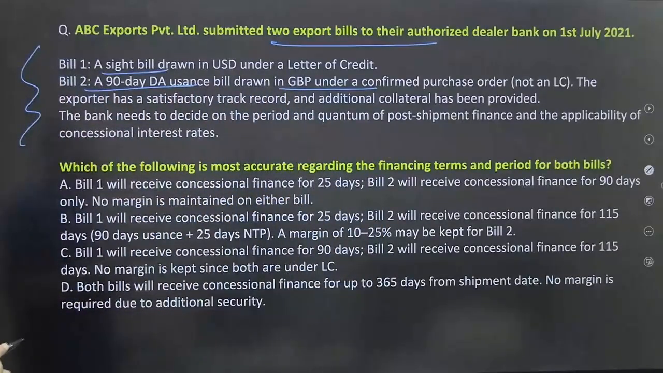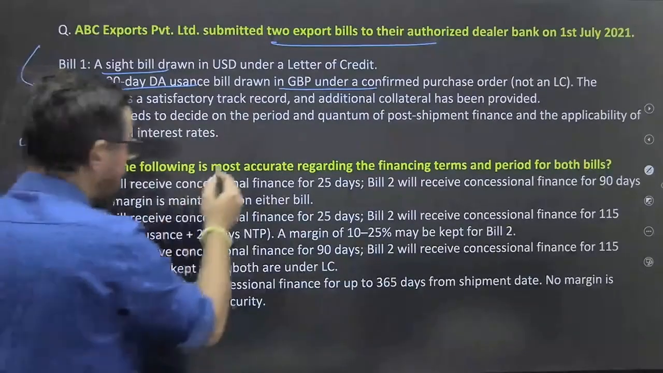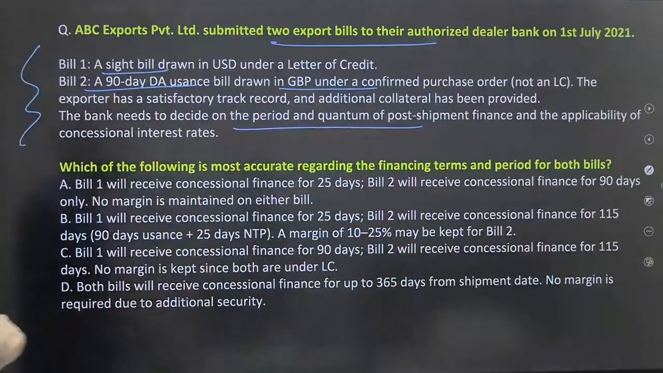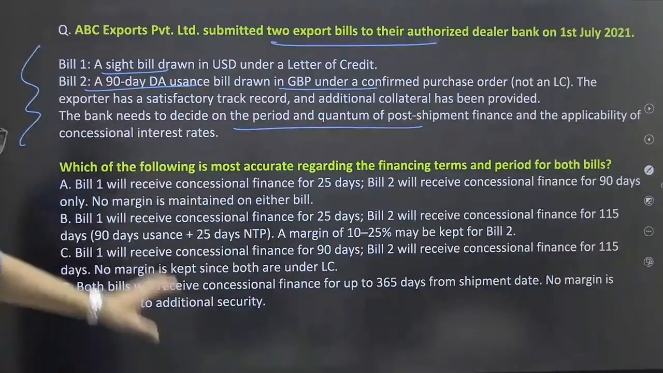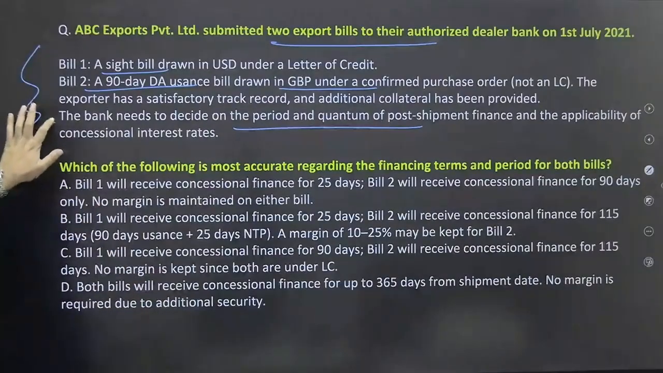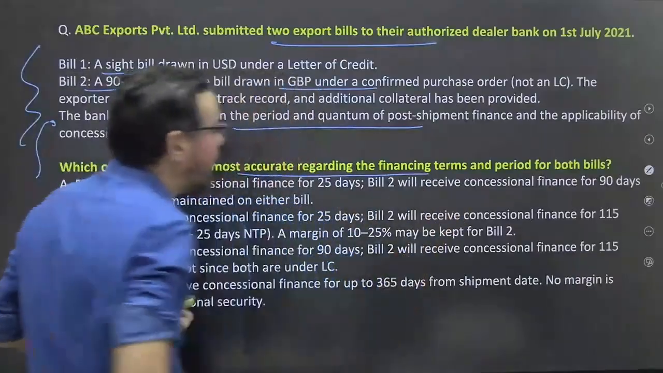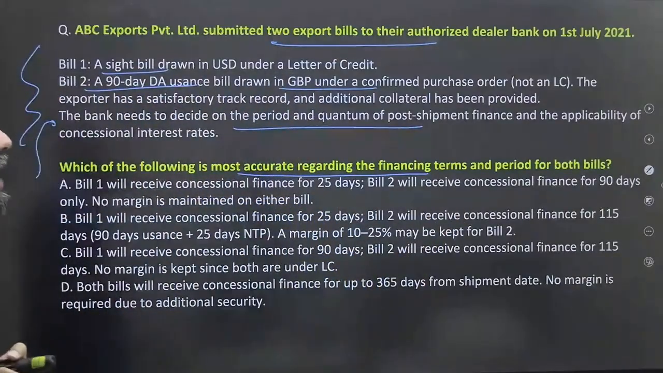The exporter has a satisfactory track record and additional collaterals have been provided. The bank needs to decide on the period or quantum of the post-shipment finance and the applicability of the concessional interest. So this is your problem, okay. Which of the following is most accurate regarding the financing terms and period for both bills? What will be the correct answer in this case?